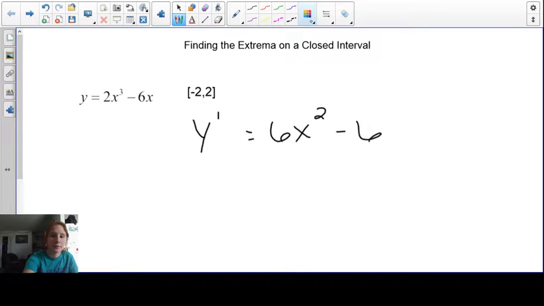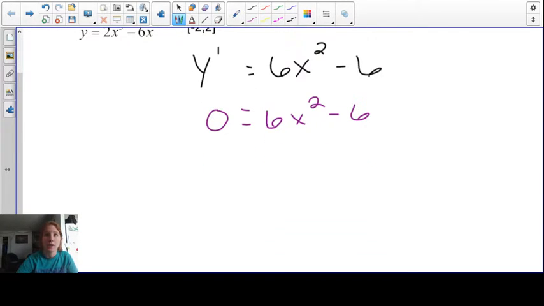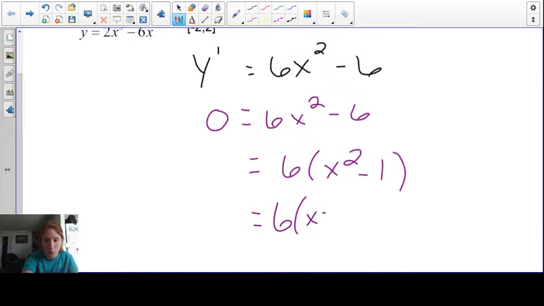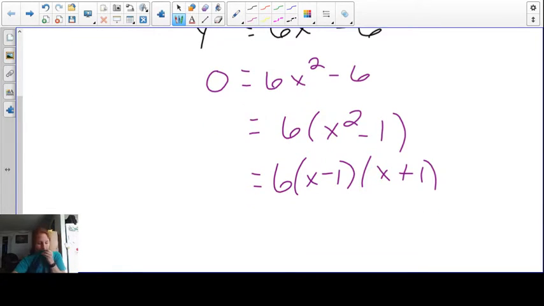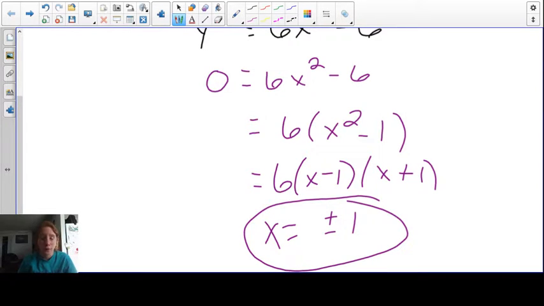Then we take that and we set it equal to 0. Solve for x, so I can divide out the 6 here, which means that I can reduce this even more and factor it even more. So x is equal to plus or minus 1. So we should be kind of used to doing that by now.